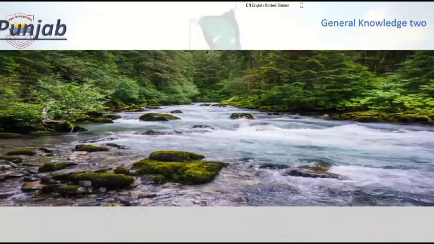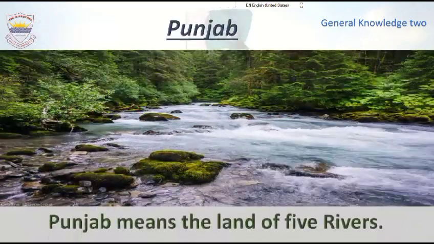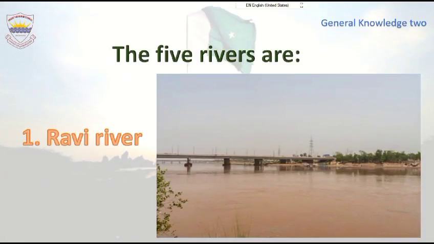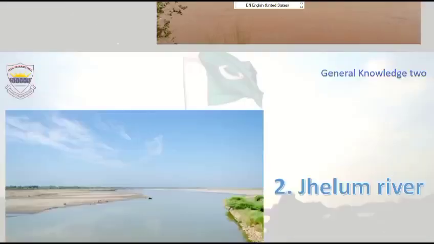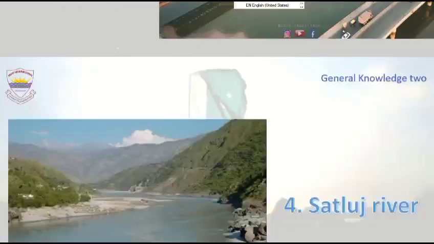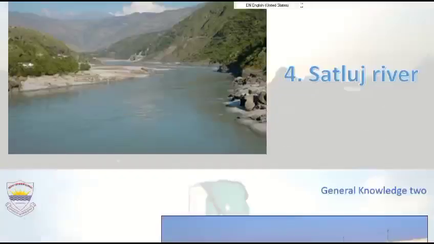Punjab. Punjab means the land of 5 rivers. The 5 rivers are: 1. Ravi River, 2. Jhelum River, 3. Chenab River, 4. Satluj River, 5. Indus River.